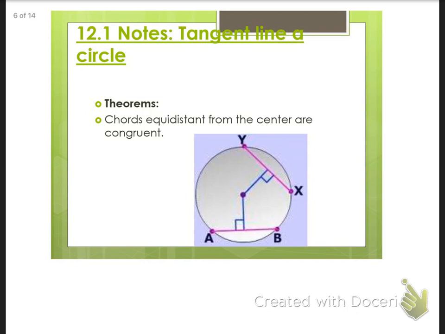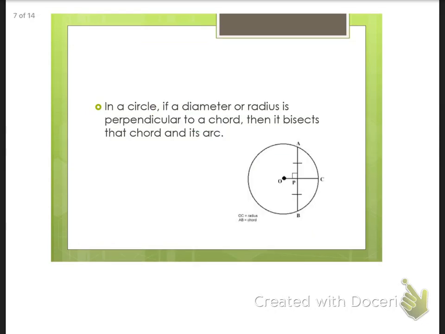Okay, if the chords are equidistant from the center, so equal distant from the center, so that means these, then those chords are congruent. So if they're equal distant from that center, then both of my chords are going to be the same length. Okay, the last one, in a circle, if a diameter or radius, so in this situation we have a radius, is perpendicular to a chord, then it bisects that chord.